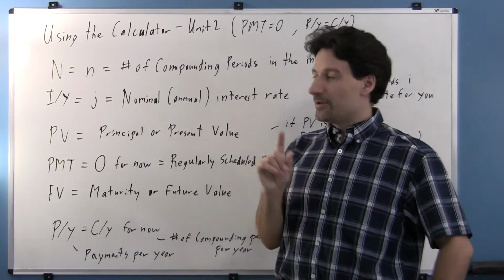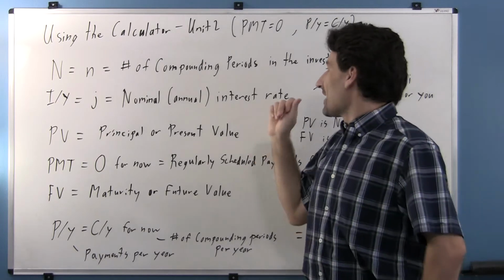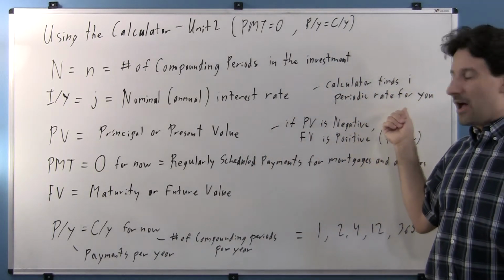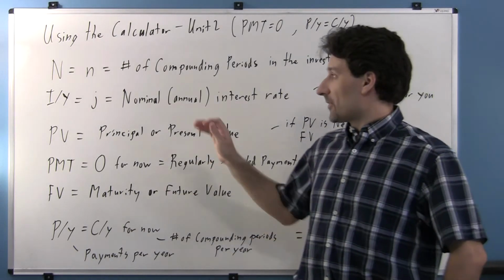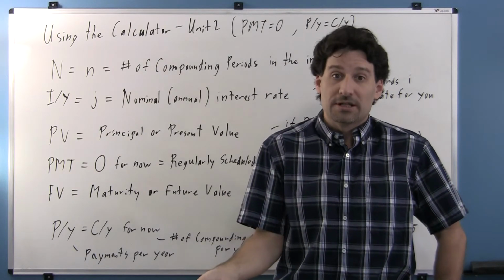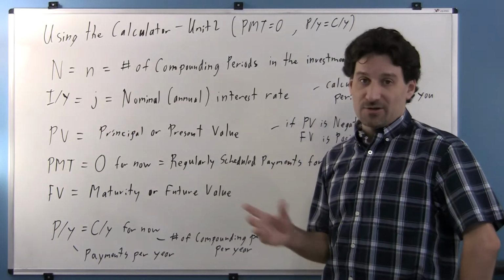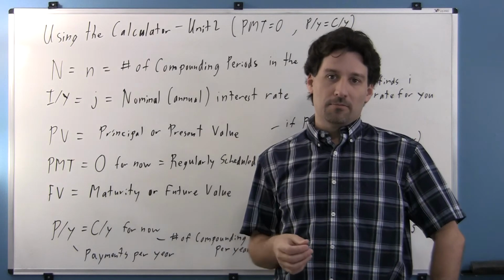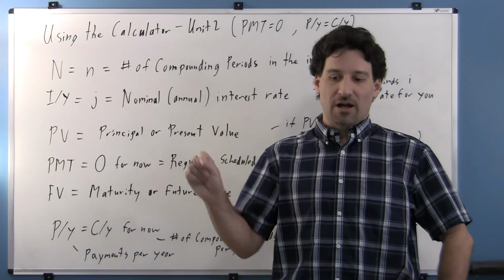I/Y is j. It's the nominal interest rate, the annual interest rate. So the calculator finds the periodic rate, little i, for you. So that's kind of handy. Like I say, for I/Y, you're going to put in the bank quoted annual rate. So, like I say, my mortgage rate is 3.5%. Great, I'll put 3.5.